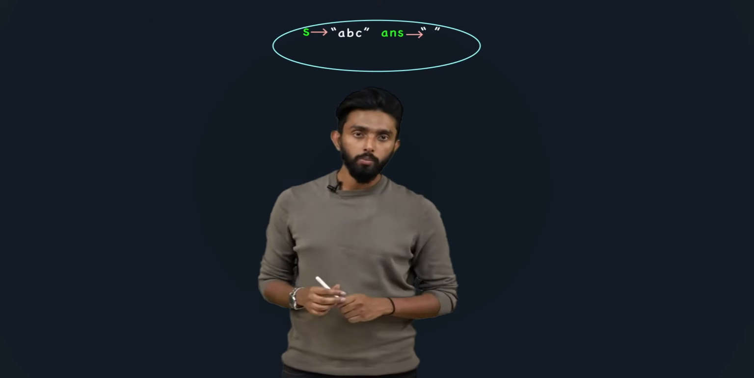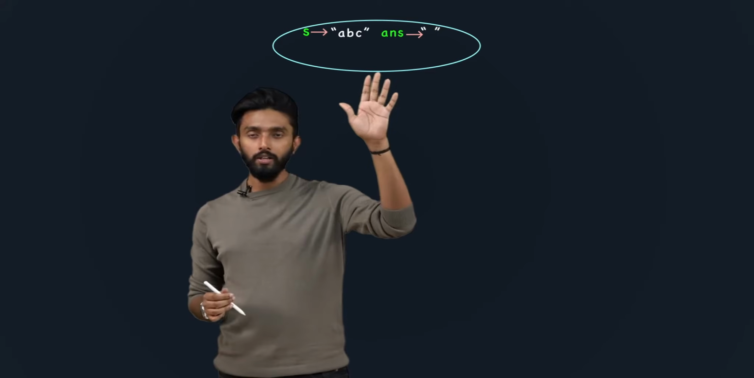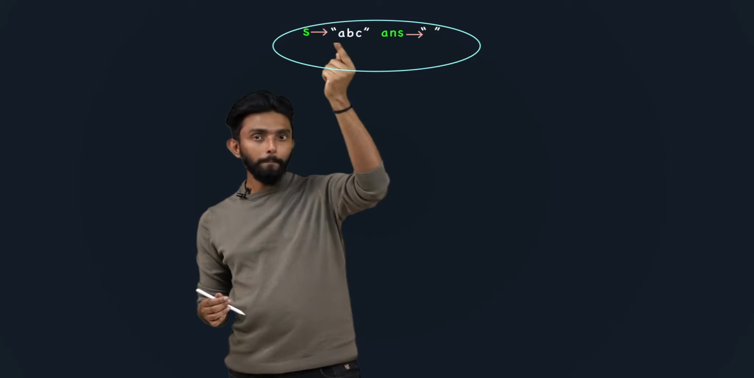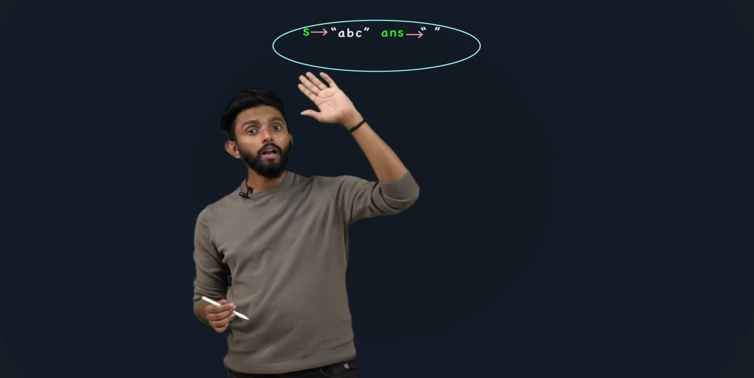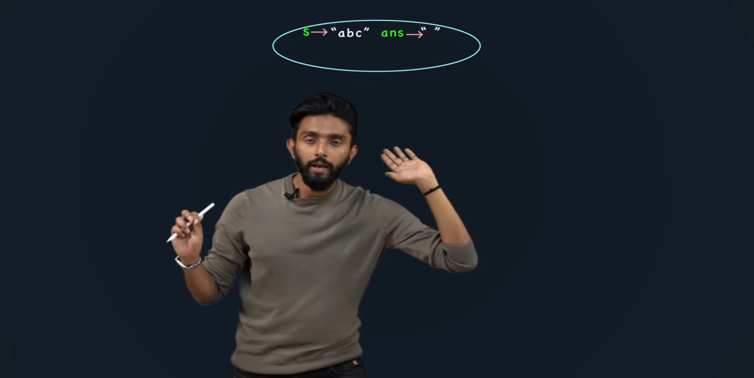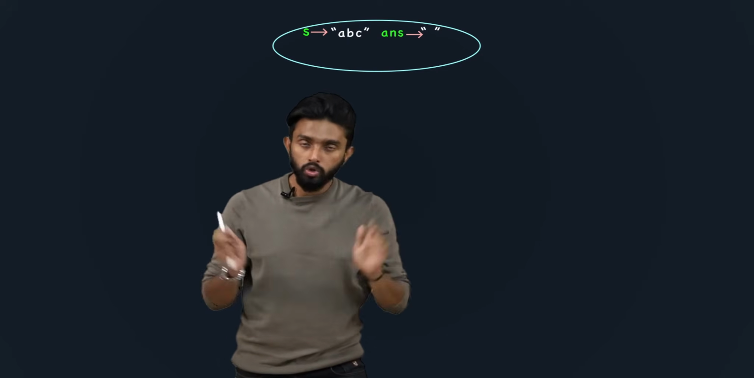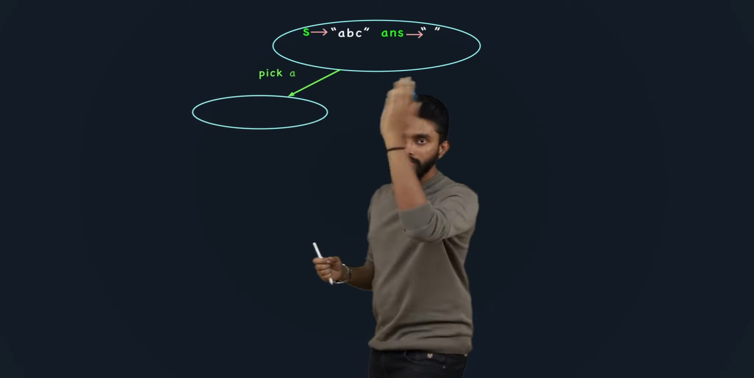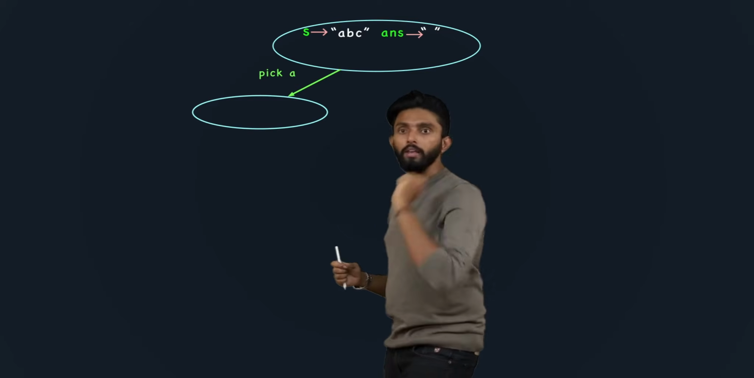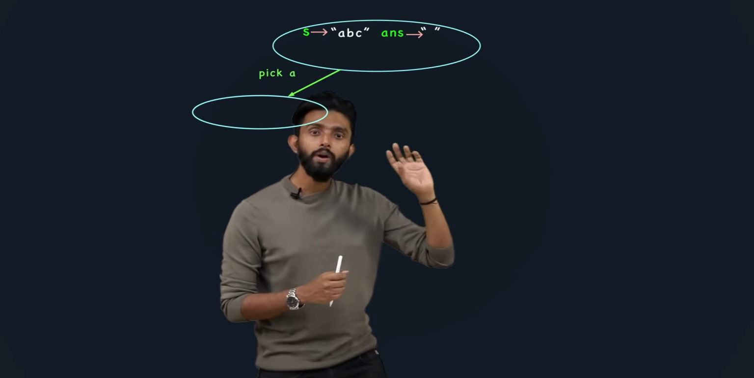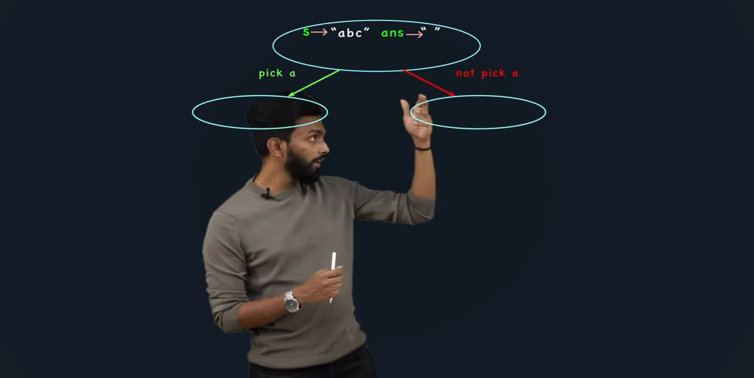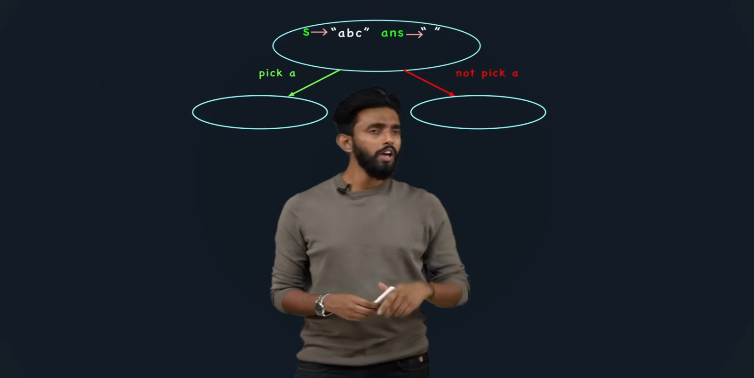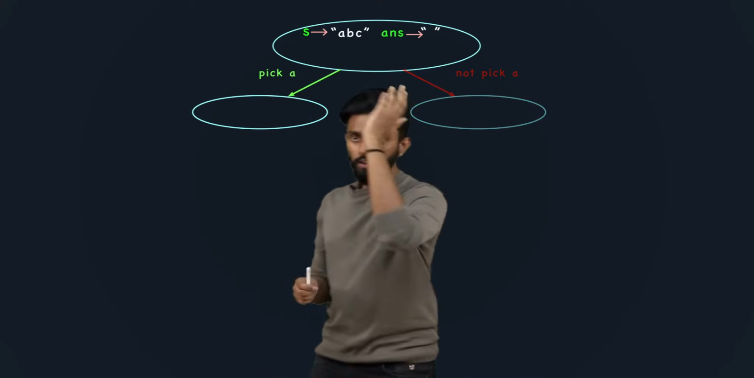Now let us assume that I will first say that I would like to pick A, or I would not like to pick A in my subsequence. These are the only two choices I have. So watch it. This is the choice where I pick A. This is the choice where I do not pick A. So I'm writing this not pick A. Any confusion? Now forget about this side for the time being. Let us look at this side.